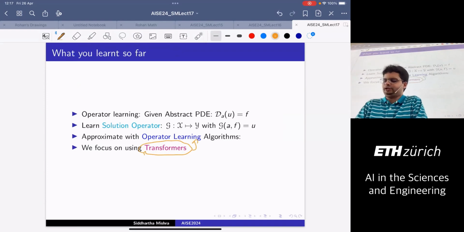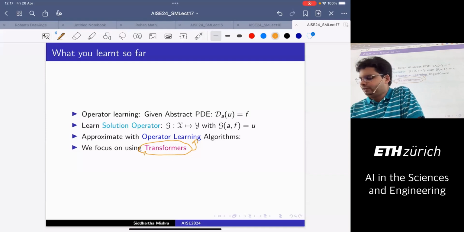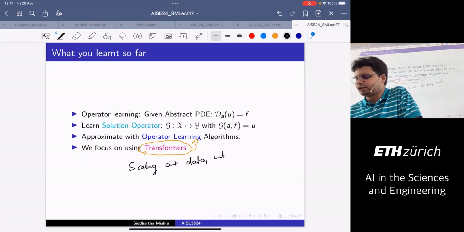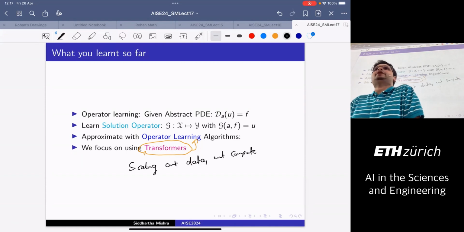I'm not going to reiterate what operator learning is. We have been looking at that for the last 10 lectures or so. But the idea of why we wanted to use transformers is to scale, right? So the keyword here is scaling. You want to scale with respect to data and with respect to model size, so overall with respect to compute. So that's the objective now, right?